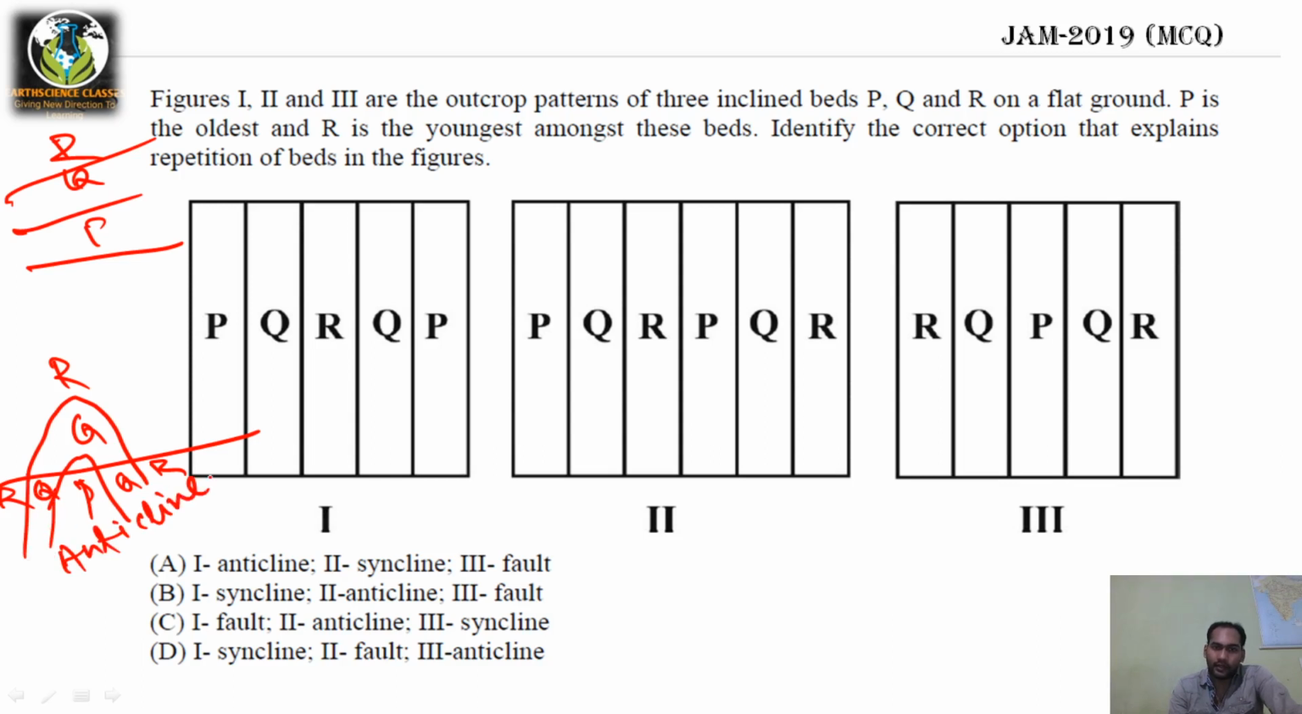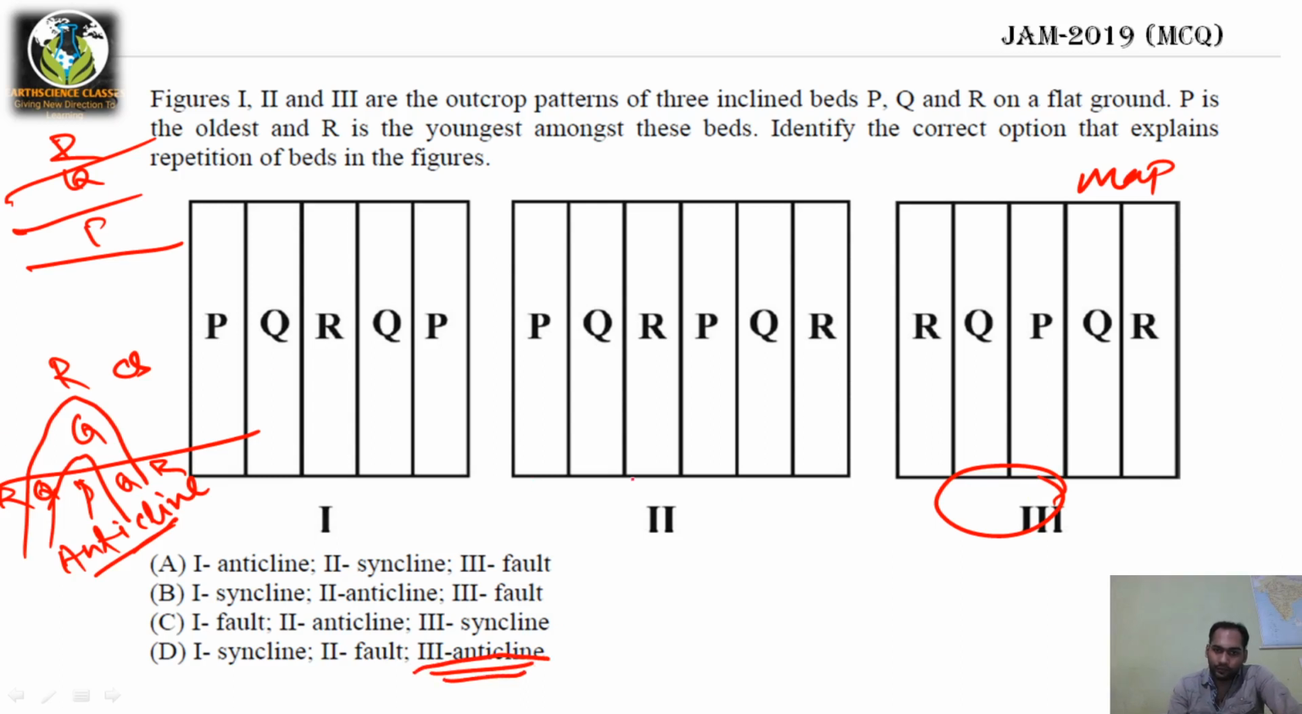Where are you getting this? The third one, what are you getting? R, Q, P, Q, R. This is the cross-section view. This is the map view, right? This is an anticline. So the third one is an anticline. So which one is the option? This is the only option where the third is given as anticline.